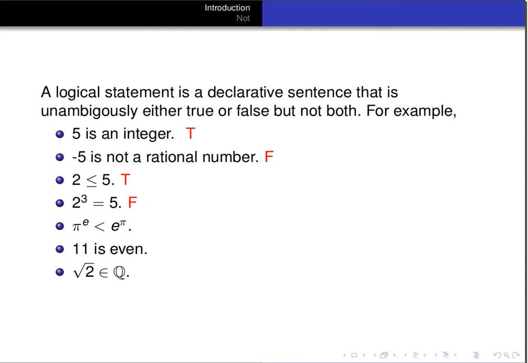You might want to compute this one for yourself. Pi to the e is less than e to the pi. That's an unambiguous logical statement that happens to be true. The statement that 11 is even is false. And of course, root 2 is not rational, so the statement that root 2 belongs to the set of rational numbers is false. So these are all examples of statements that are unambiguously either true or false. And so we call them logical statements.